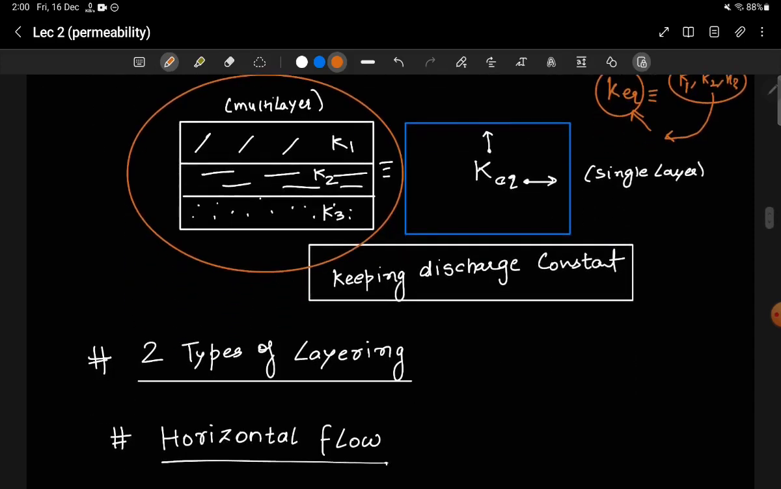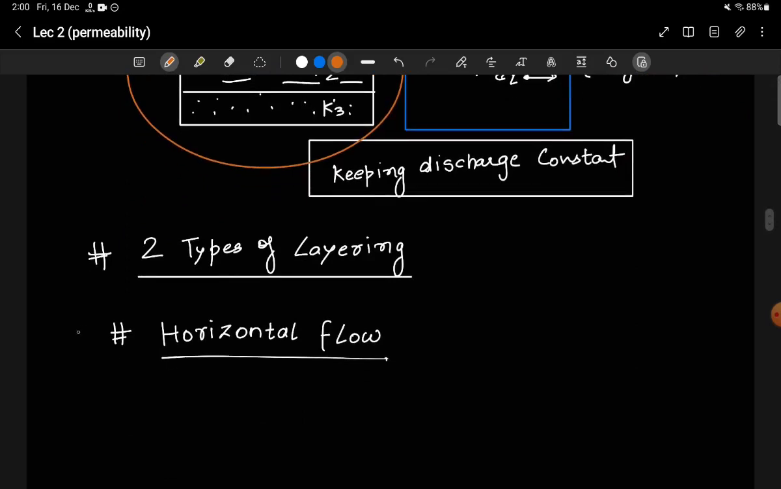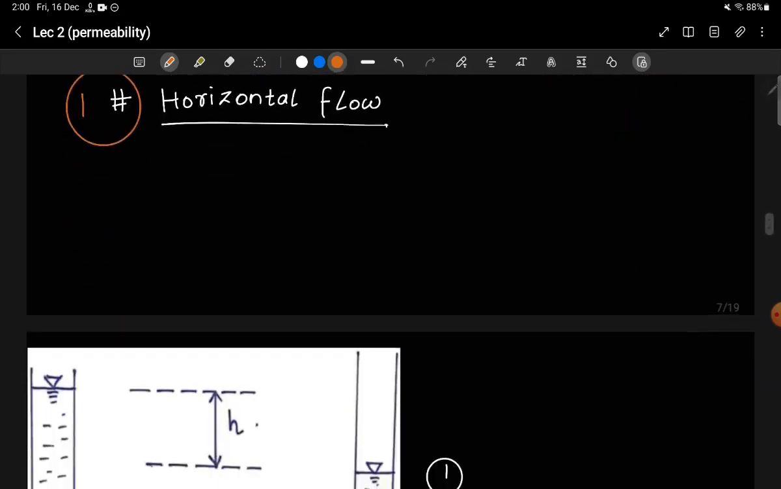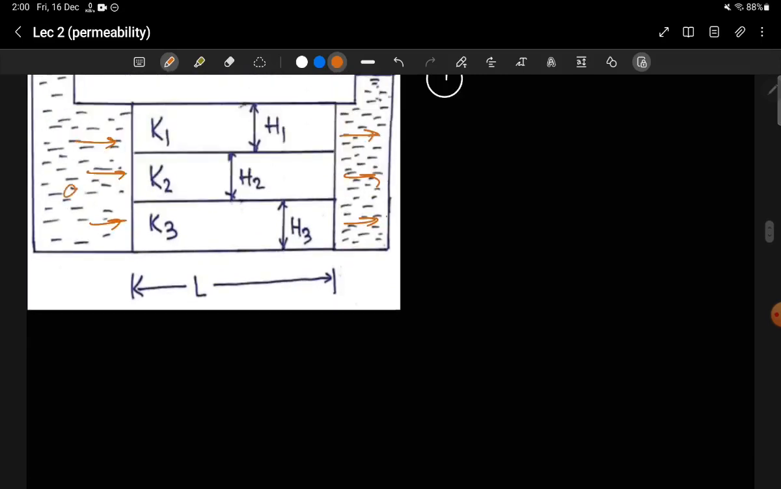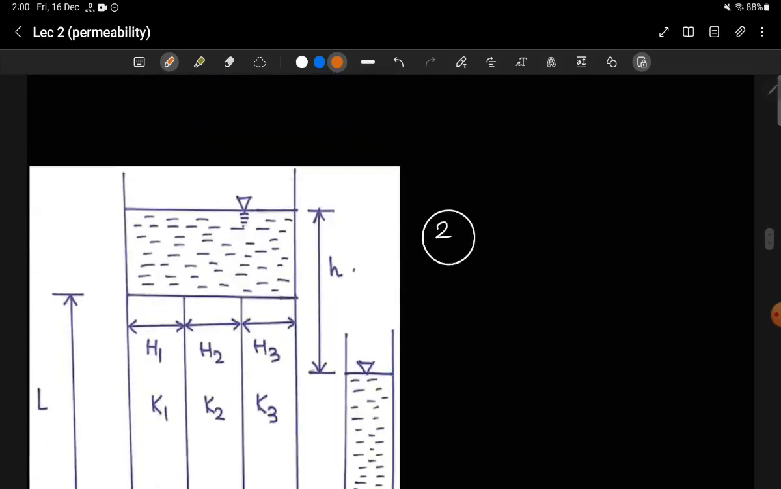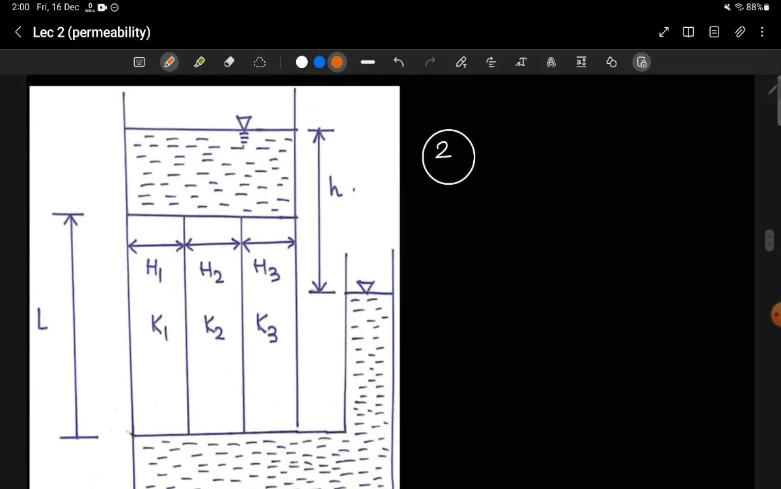Now there are two types of layerings. The first one is horizontal flow. This is one example of horizontal flow through a multi-layered soil. As you can see, a head is maintained across the layer of soil, across the sample of soil, which is multi-layered, and this is how the discharge will go through this soil. The total discharge, of course, would be kept same. The second position is this one. Again, a constant discharge is maintained across the sample of soil, and this is how the flow will take place.